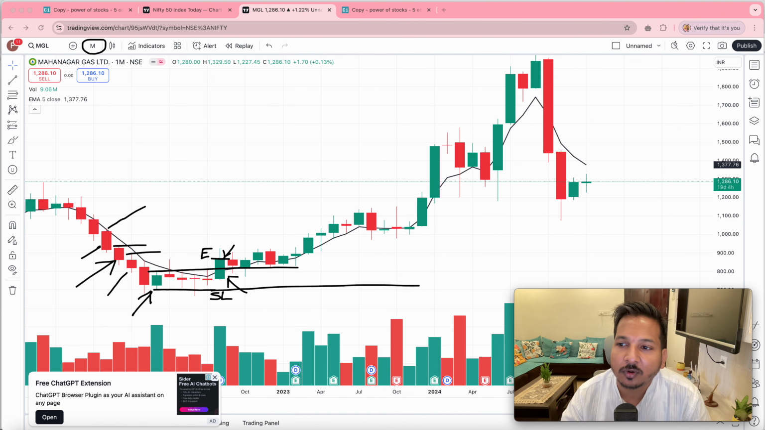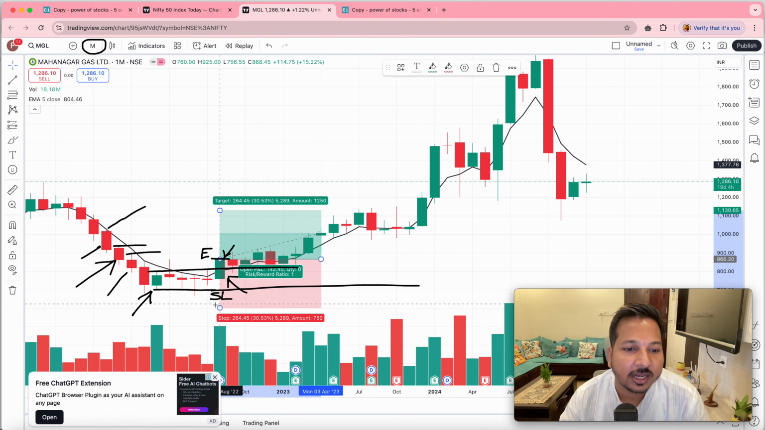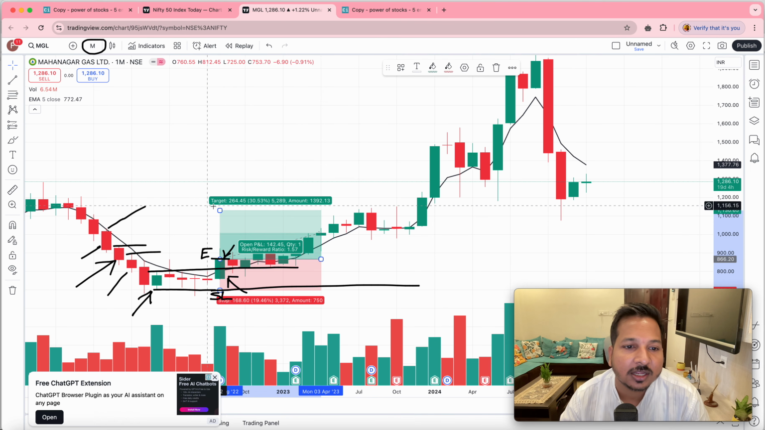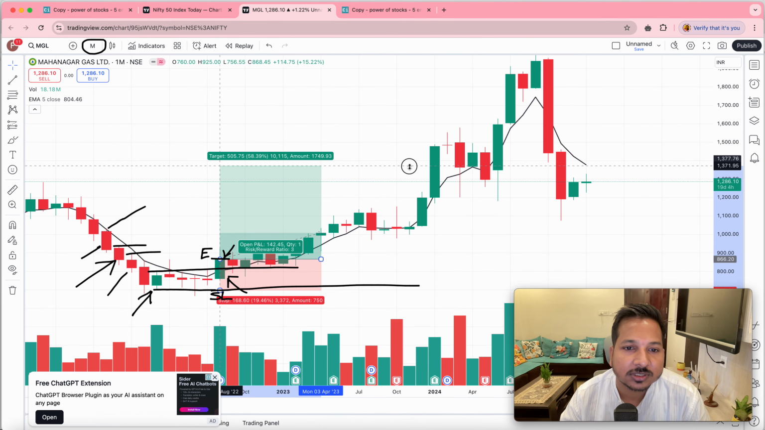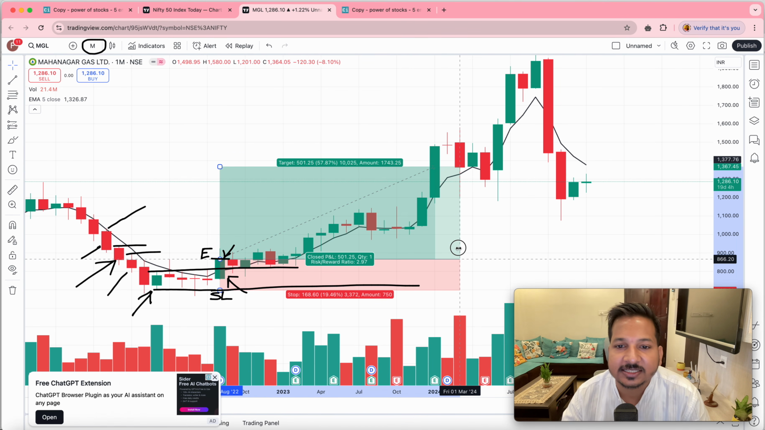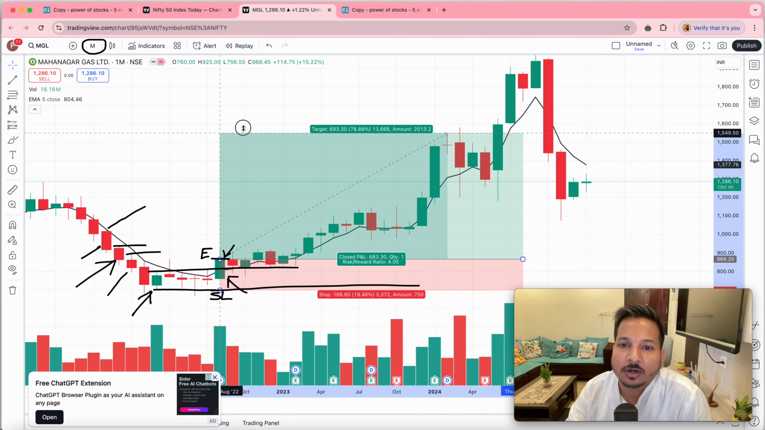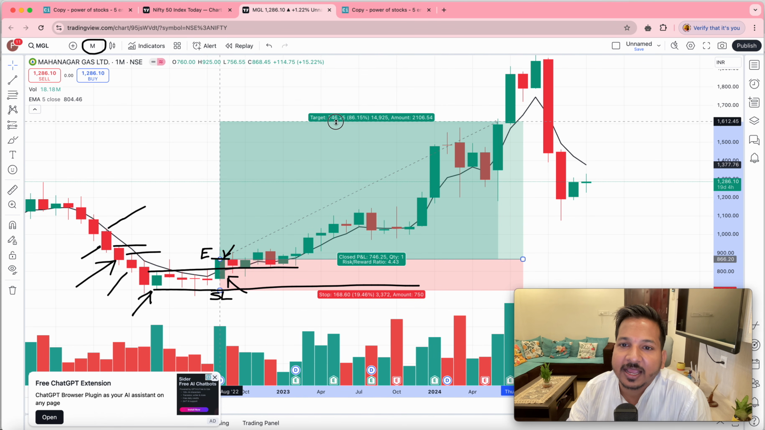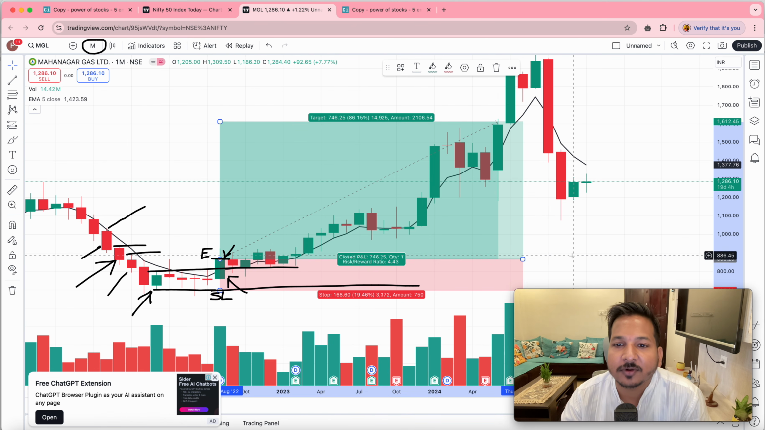Now if you put a long here, and your stop loss is somewhere here, and you want to use 1:2 or 1:3, you will get 1:3 easily here, and you even got a lot more. If you take exit somewhere here, you will get 1:4.